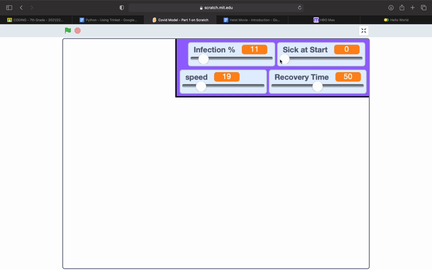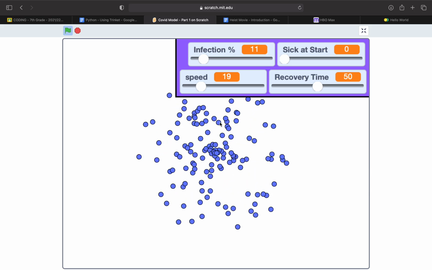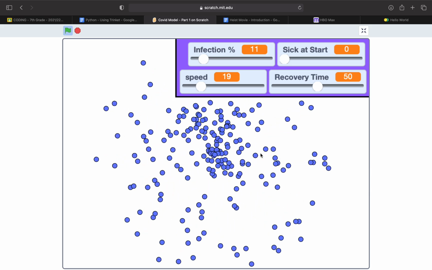First we'll just play with these variables. Sick at start is 0. So if I hit this, I'm going to end up with 200 healthy little dots and they're all going to bounce around. Okay, so that's the first thing it does.